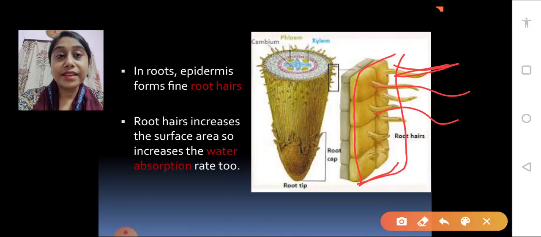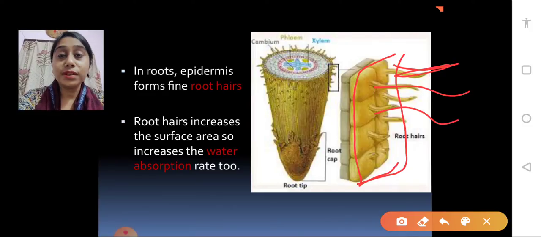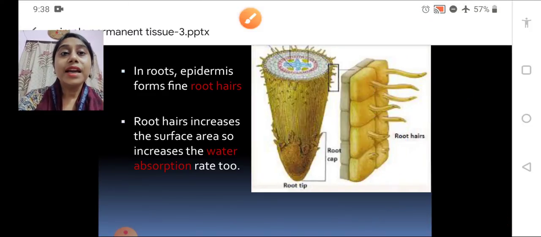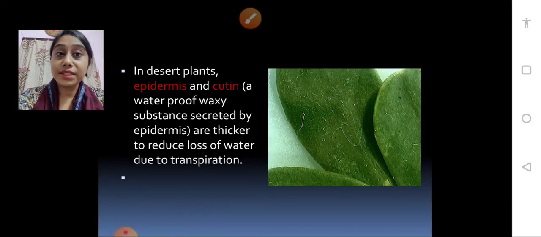The root hairs increase the surface area of the roots. And the more the surface area, the more the absorption of water. So what is the function of root hair or root hair epidermis? Absorption of water through the roots. Now another function we have to see of the epidermis in plants.